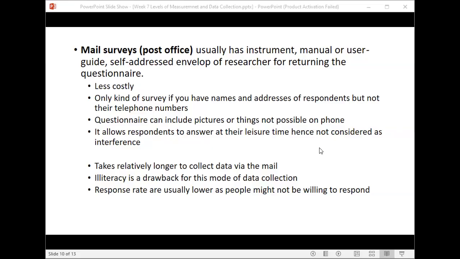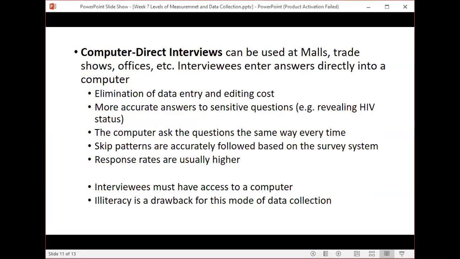Okay, so those are some of the disadvantages for mail service through the post office. Then we have computer direct interviews. With these, nobody is there to tell you to answer this or that. What usually happens is that you have it like a tablet.